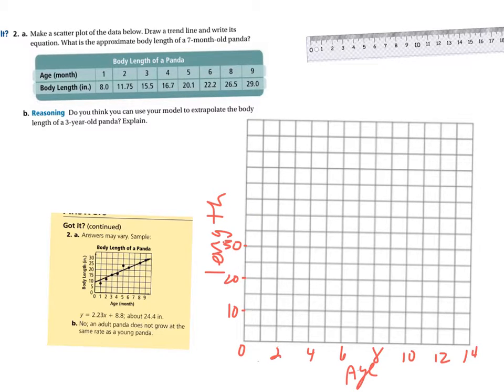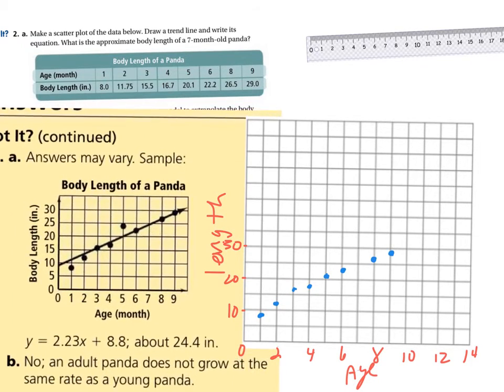So let's go ahead and graph those points. We'll start with 1 and 8. I'm going to switch colors. Let's go with blue for the fun of it. So 1, 8 is going to be about right here. Then 2, 11.75, about right there. 3, 15.5, about right there. And I'll go ahead and plop the rest here in just a second. There we go. And again, you can see them in the answer key too. If you didn't like my graphing right here, you can take a second to look at that.